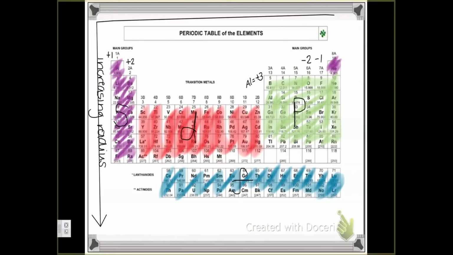So now I will leave increasing electronegativity out for now, and I will just circle the largest element on the periodic table. And that would be FR. Now I will also use the pencil to write largest element.